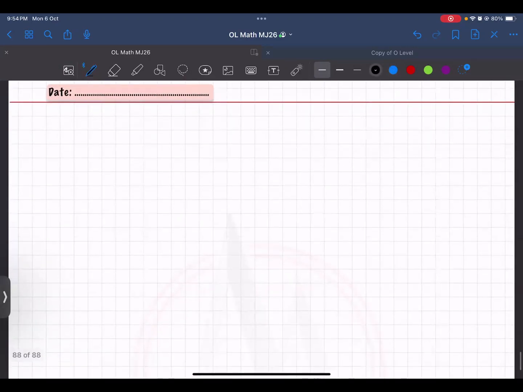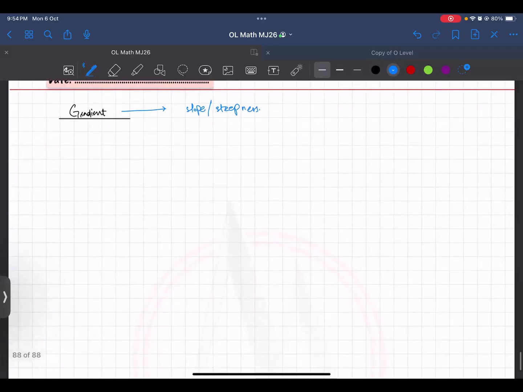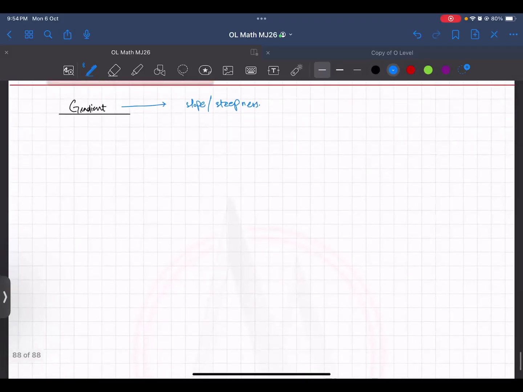The more important part I want to discuss is the gradient. This is a very important thing to understand. Not just learn this word. Gradient means slope or steepness, how steep the line is. It is not a value that you will see on the line, it is the property of a line.